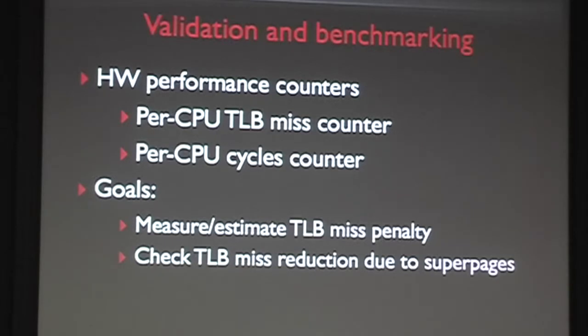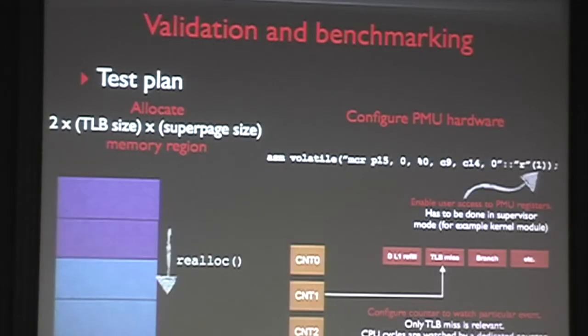Regarding hardware performance counters, I used a per-CPU TLB miss counter and a per-CPU cycles counter, and my goal was to measure, or should I say estimate, the TLB miss penalty and check the TLB miss reduction caused by superpages on various tests. And the test was performed on a memory area of size twice as much as TLB size multiplied by superpage size.